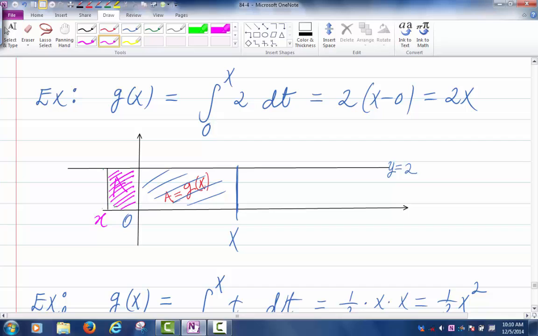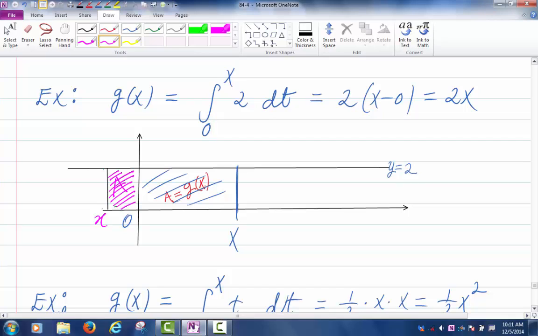If x is negative, my question is, what's the value of g of x? Remember, when x is positive, the value of g of x is the area right here, right? G of x is the area right here. My question is, when x is here, negative, is this still the value of g of x? Is the area still the value of g of x? Yes, no?